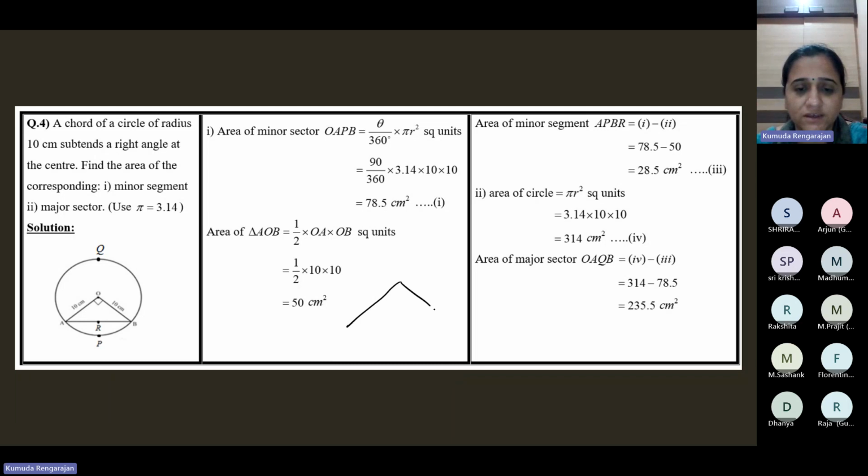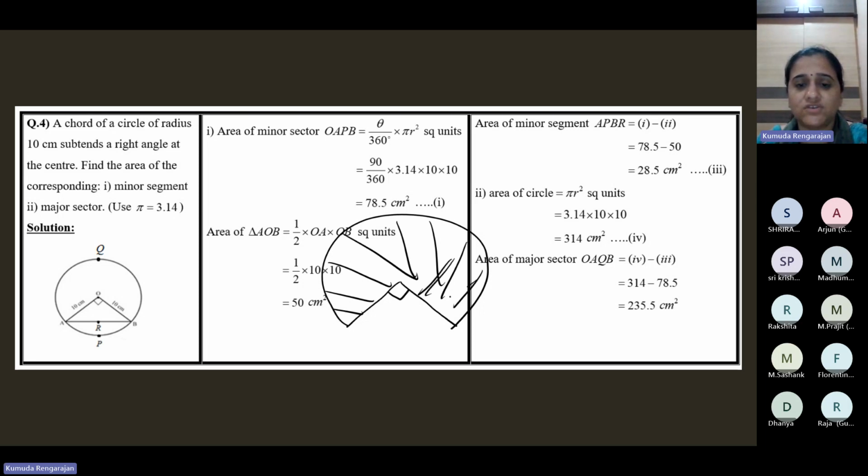Here we have 90 degrees, 2 radii and an arc, the major arc. This one is the major sector. We need to find the area of this region. So what is the major sector angle? This angle. 360 minus 90.